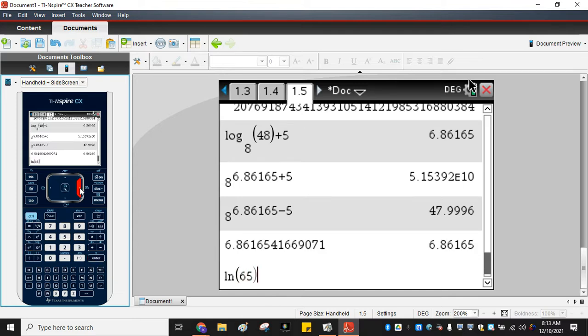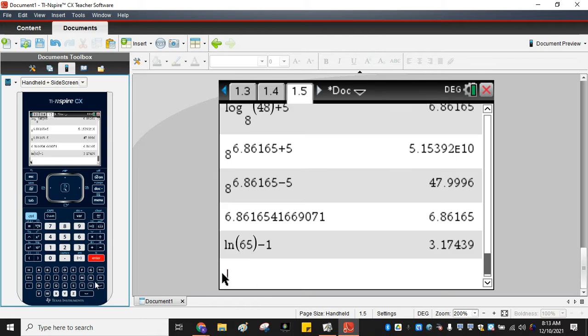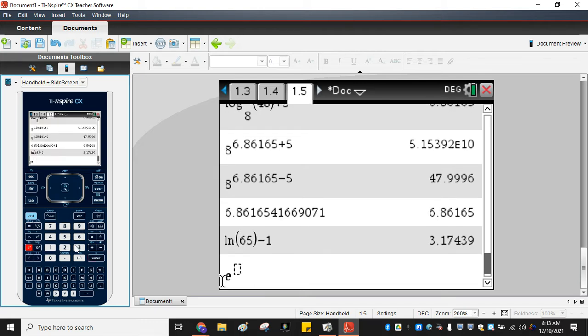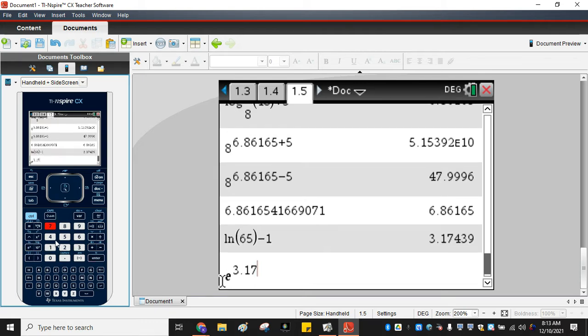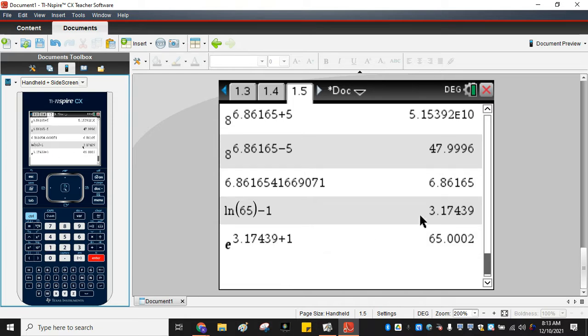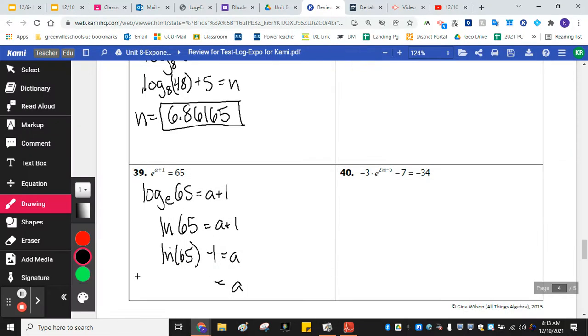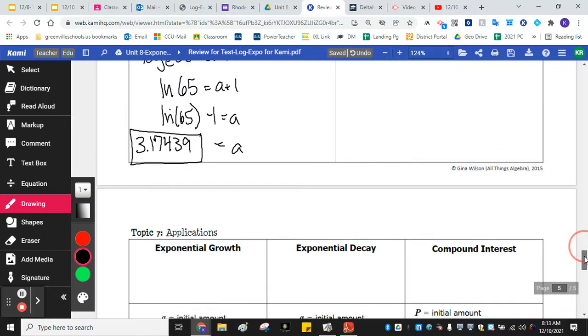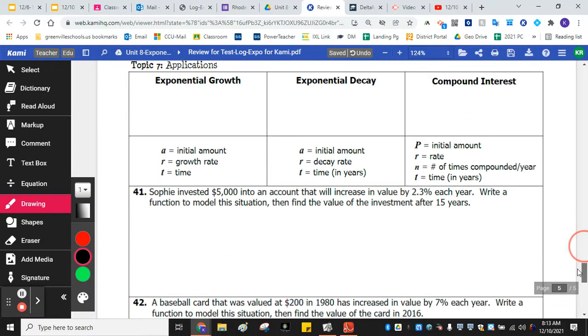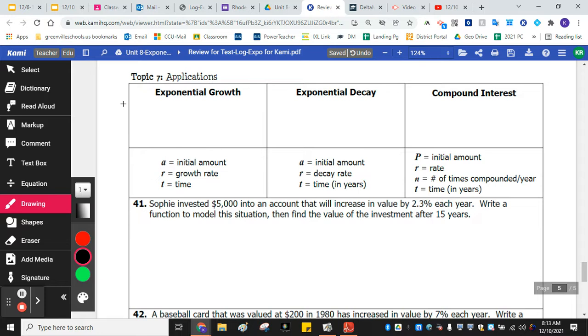Natural log of 65 minus 1. There you go. So that's e raised to 3.17439 plus 1 equals 65. 3.17439. There we go. Always check your answers.